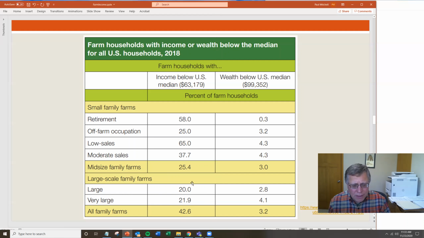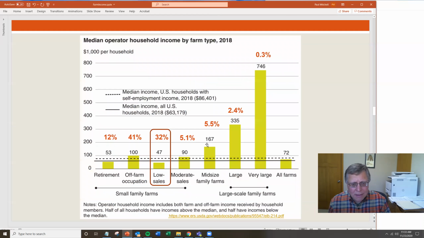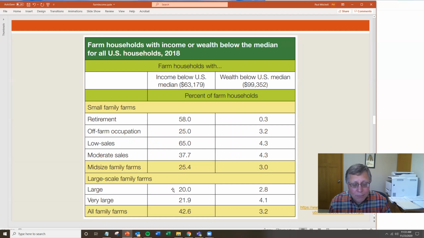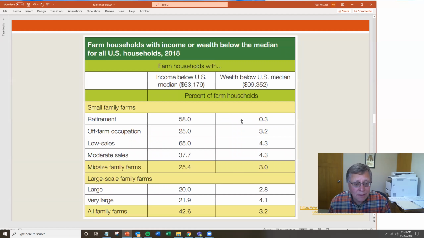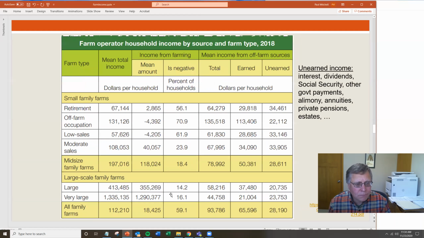But the point I also want to emphasize is, we go back a slide here. These are some big numbers: $746,000, $335,000 as their median household income. The reality is still 20%, a fifth of them, have income in that household below the U.S. median of $63,000. So yes, the median is huge, $750,000, $335,000, but the distribution is broad. In 2018, there was still a fifth of these farmers who had income below the median of $63,000.